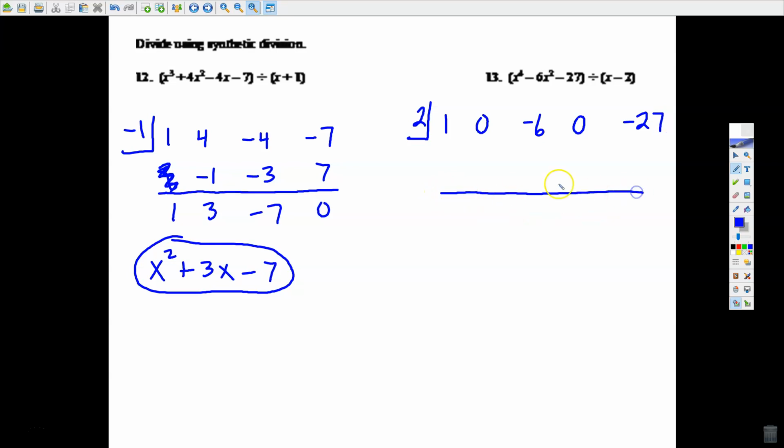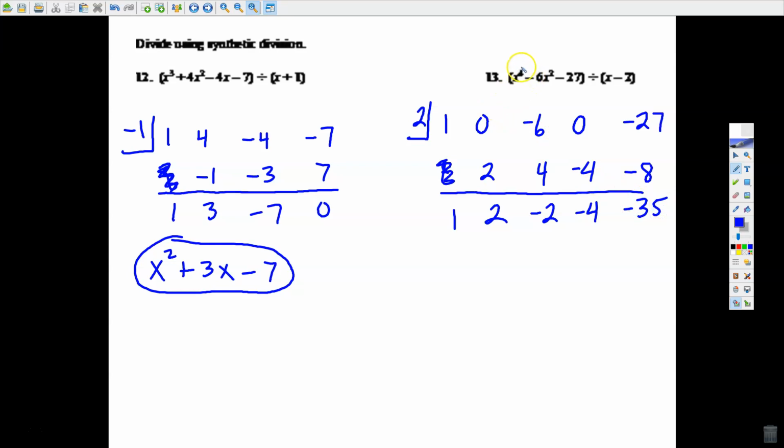All right, let's start synthetic division. Nothing goes here. Bring down the first number. 1 times 2 is 2, and then you add. 0 plus 2 is 2. 2 times 2 is 4, and then you add. That's -2. -2 times 2 is -4. Add, and then -4 times 2 is -8, and you add.